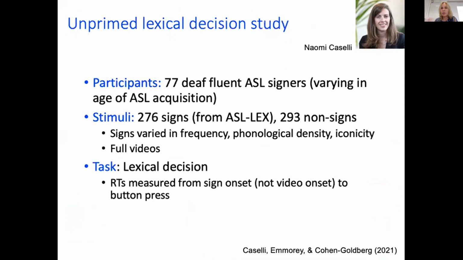So in this study, there's a very large group of deaf ASL signers, and a very large stimuli set of signs and non-signs that varied in their frequency, their phonological density, and their iconicity. And the task was a lexical decision task. Full videos were presented, but RT was measured from sign onset, not from video onset.